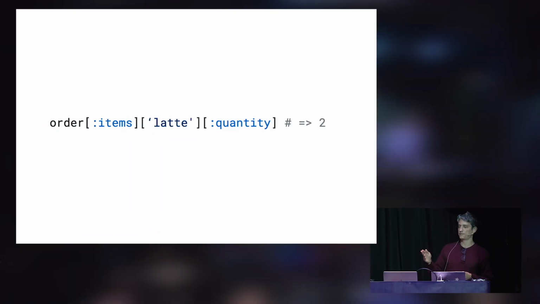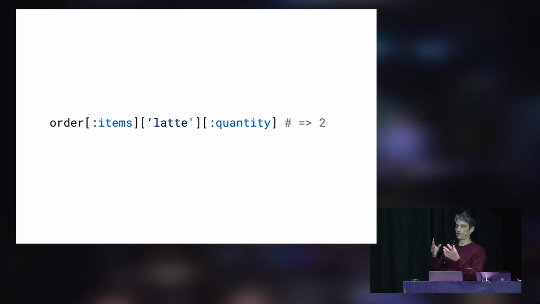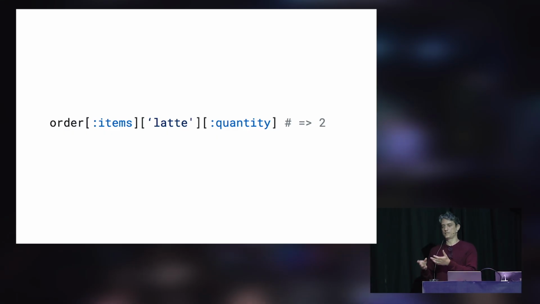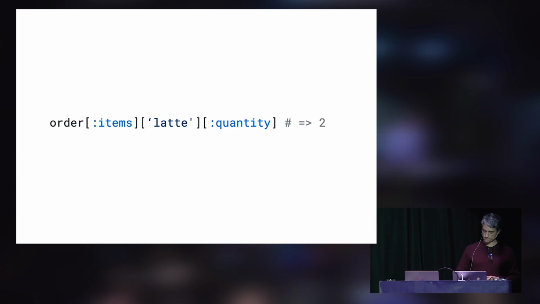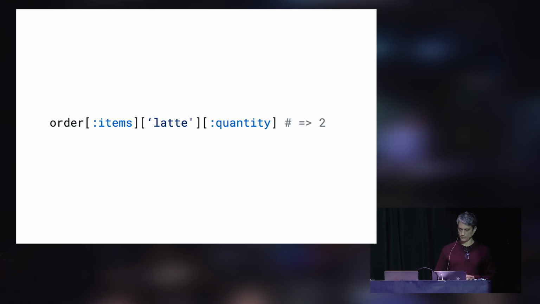So when I get to the last event, I now have the current state of that order, which is a hash with an items key, and I have a latte with a quantity of 2, and so on. So that's why it's called event sourcing, because you source the current state of something based on events.